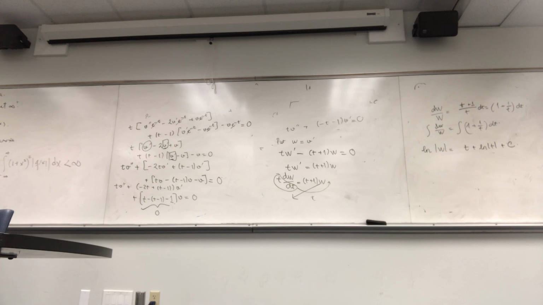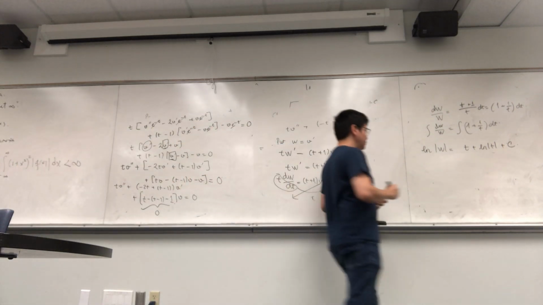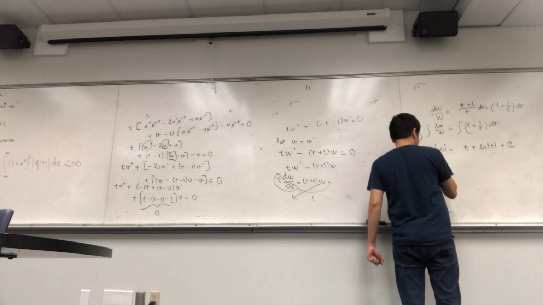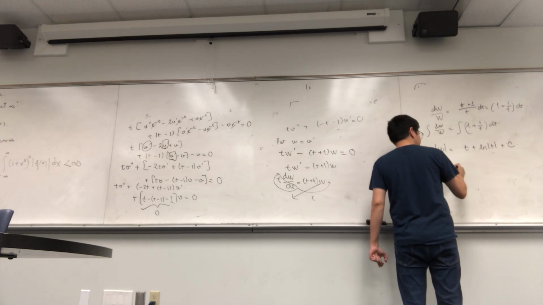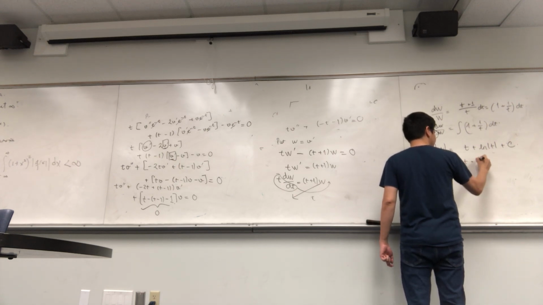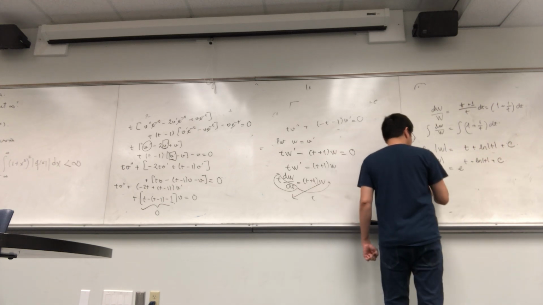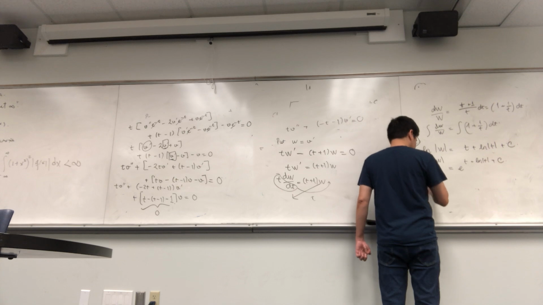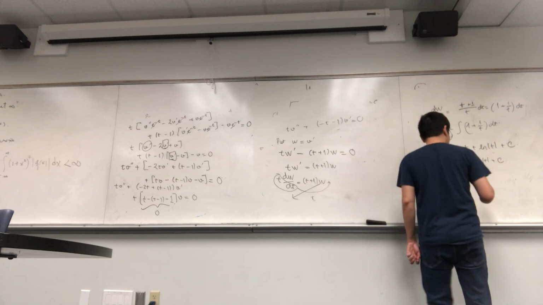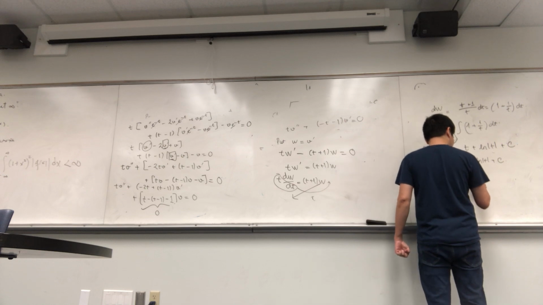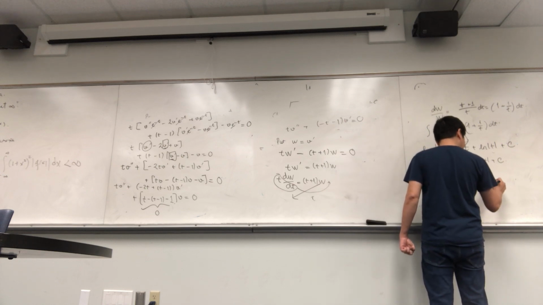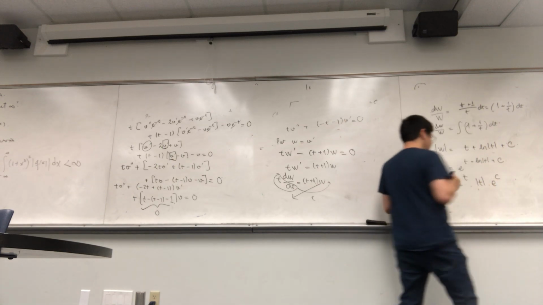Now how can I find w? Now you want to take the exponential on both sides, so you have e to the log of w is e to the t plus log of t plus c. All right. So now the absolute value of w will be e to the t times the absolute value of t times e to the c. All right.